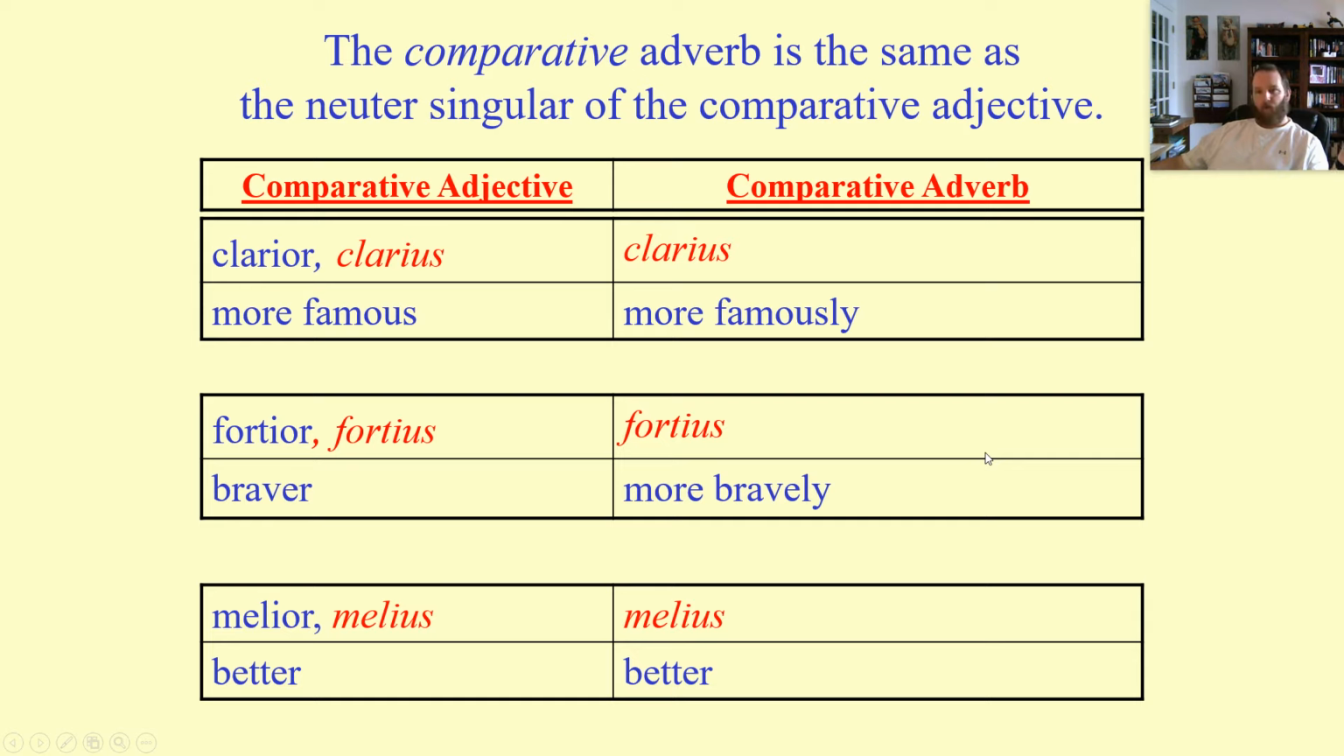Even irregular ones work like this. So remember last chapter we learned the very irregular comparatives. We had bonus, melior, melius, optimus, right? So the comparative of bonus, the comparative adverb, would be melius, melius. That would mean better.